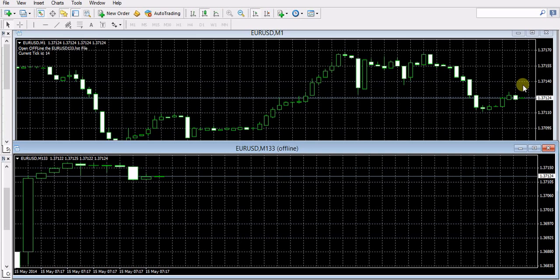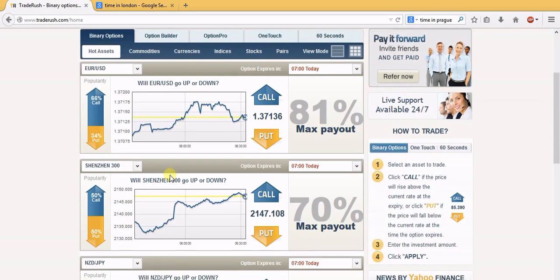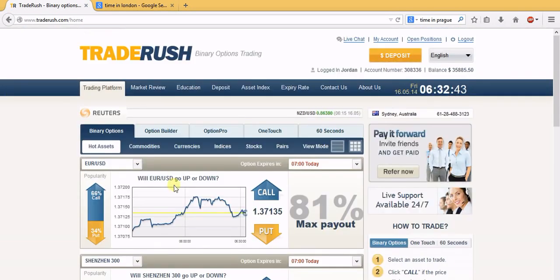So let's get down to the actual trading now that I explained the strategy, and I think it'll become much clearer when we're trading live. And we have our trading account here open with TradeRush, and we're going to be placing our trades here.